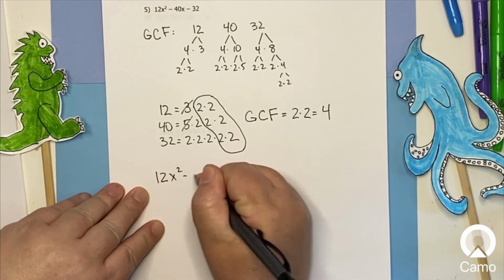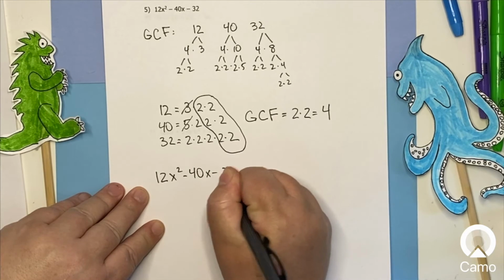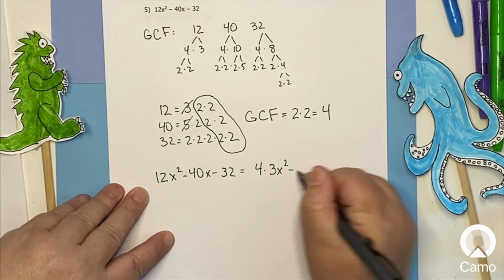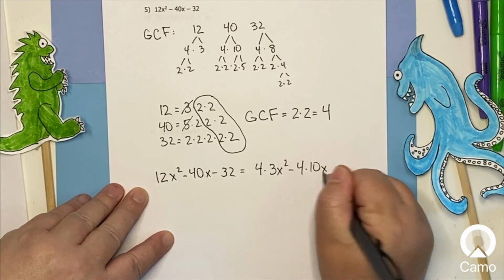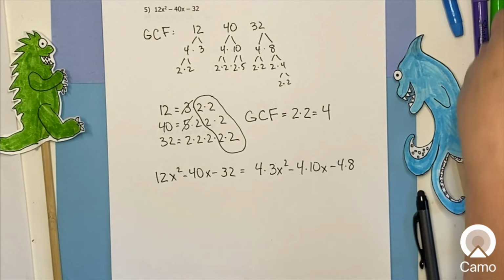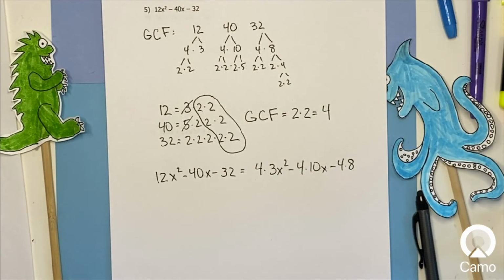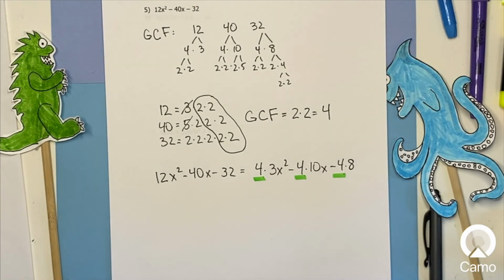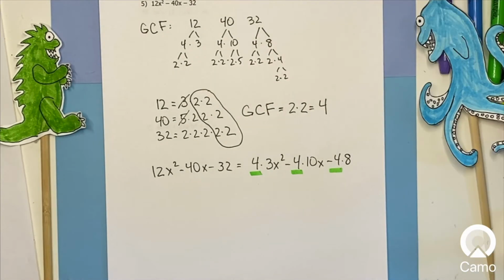So I have 12x squared minus 40x minus 32, which I'm going to write as 4 times 3x squared, minus 4 times 10x, minus 4 times 8. There we go. And I've got 4 common in each term.